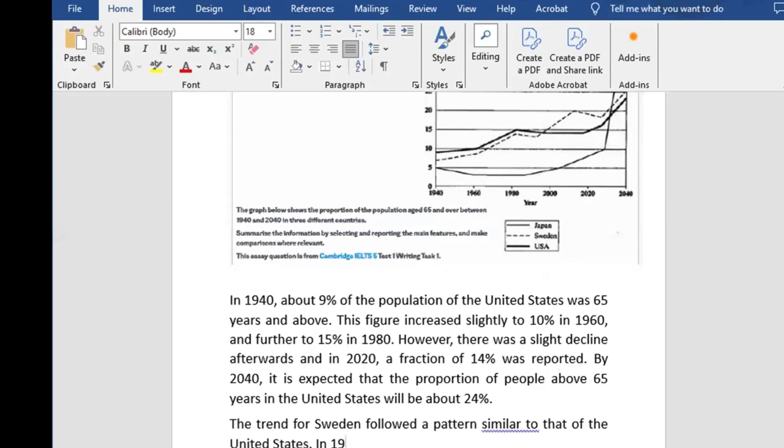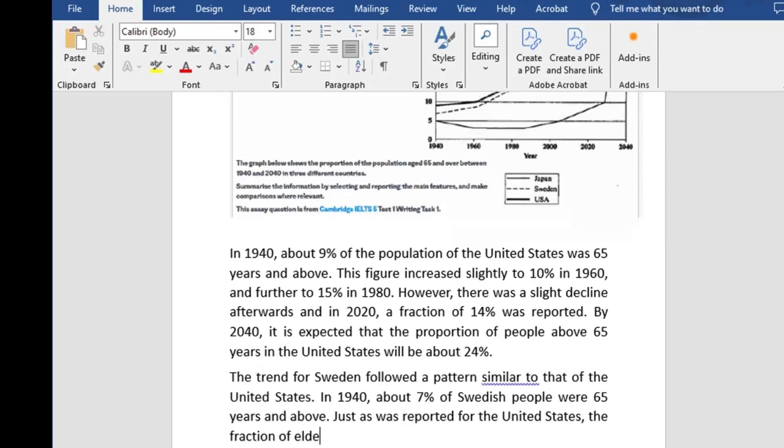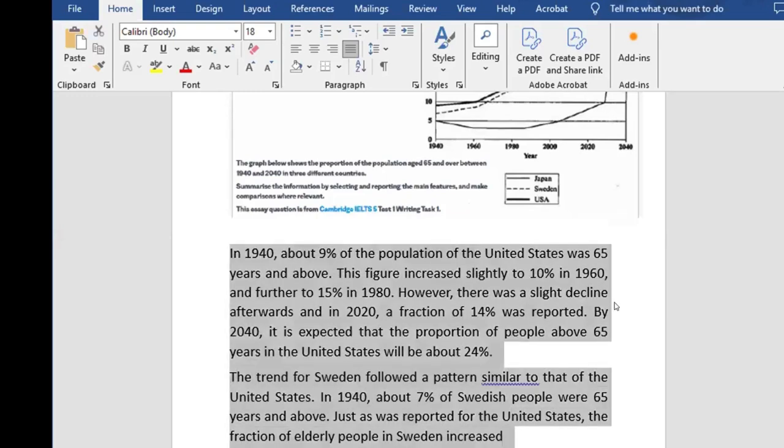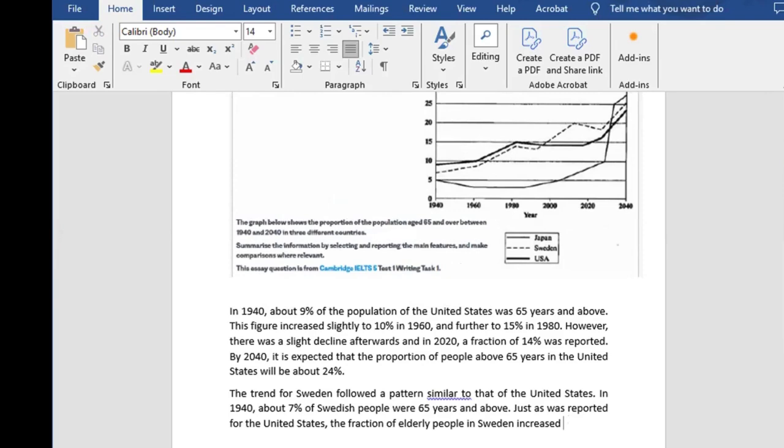In 1940, I want to give detail now. About 7% of Swedish people were 65 years and above. Okay? The figure, just let me compare again. I want to write the sentence to compare again. Just as was reported for the United States, the fraction of elderly people in Sweden increased. Let me make this smaller so that I can see the graph well. The fraction of elderly people in Sweden increased to about 9% in 1960 and further to what?